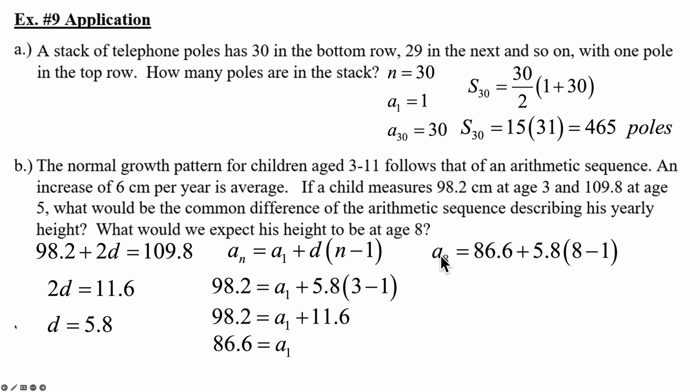Now we'll write our function, a sub 8, because we're looking for the 8th year, the 8th term, equals your first term, 86.6, plus your d, 5.8, and then n minus 1, your n was 8. So let's see. I'm not going to attempt to do these decimals. I went right to my calculator. 86.6 plus 5.8 times 7 gave me 127.2 centimeters for their height. And that wraps up our arithmetic series.